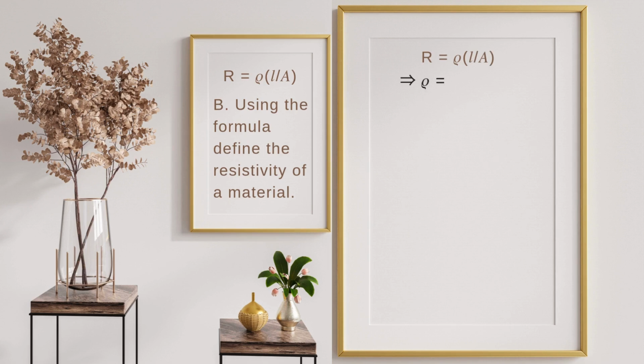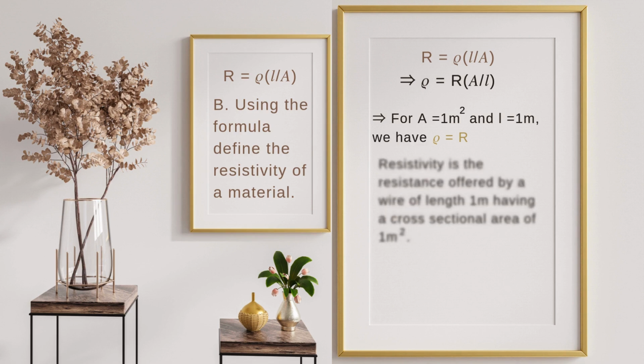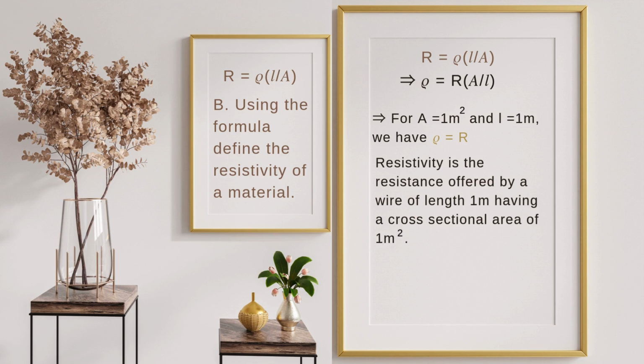That means rho would be equal to R into A upon L. If area is 1 meter square and length is 1 meter, we get rho equal to R. Thus, we can say resistivity is the resistance offered by a wire of length L, 1 meter, having a cross-sectional area of 1 meter square.